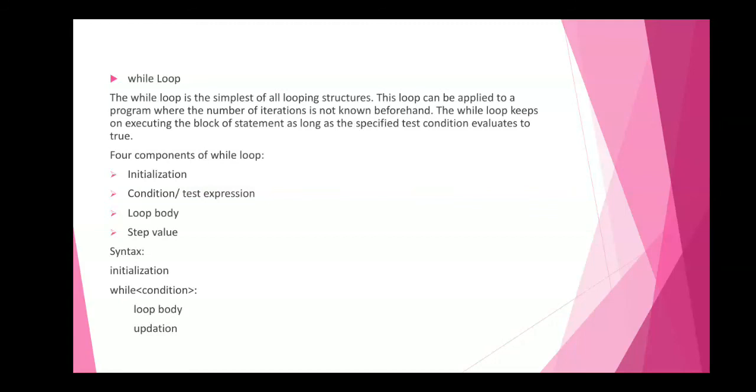There are 4 components of the while loop. Initialization. It is used to assign an initial value to the loop control variable. Next, condition. The statement checks whether the loop body will be further executed or not. The loop keeps executing till the condition or the test expression is true. When it becomes false, the loop terminates and displays the output.